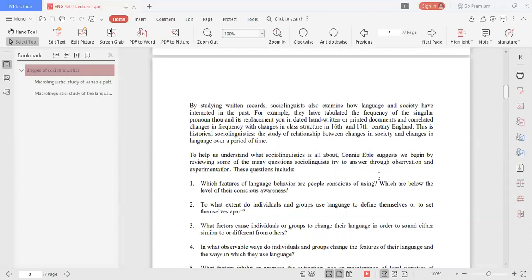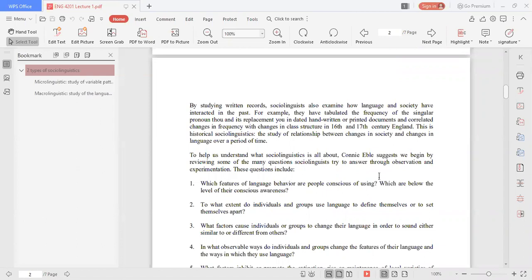We also call it diachronic study. For a longer period of time, like 50 years, 60 years, 70 years, we can do this kind of study, and then we'll try to find out the relationship between society and language, and those changes over a period of time. Historical sociolinguistics studies this kind of change.